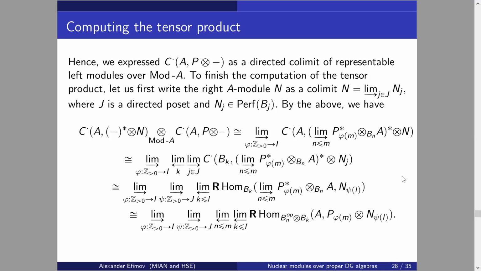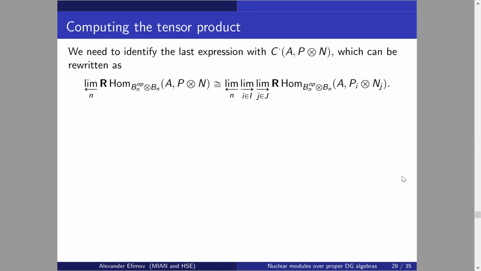Now you want to compare it to the Hochschild chains of A with coefficients in P tensor N. They can be written as an inverse limit of the colimit over I cross J of R Hom over Bn opposite tensor Bn from A, again to this product of compact approximations of P and N.